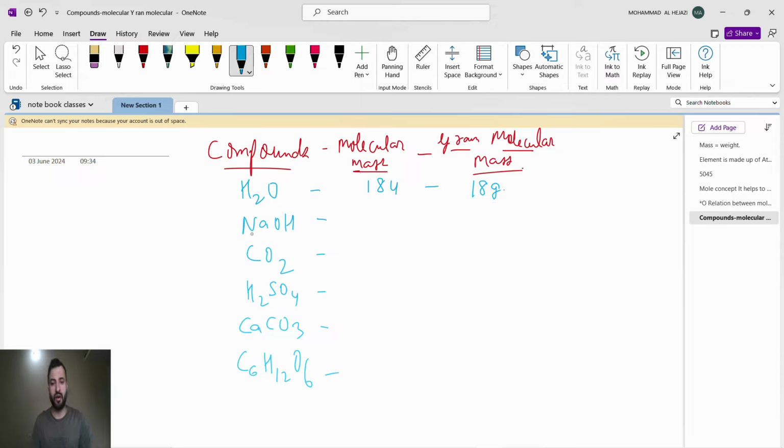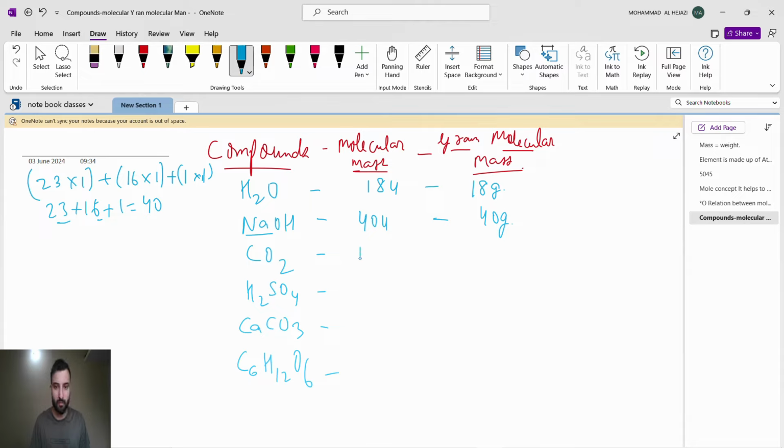NaOH, you have to find. See, sodium: how much is it? 23. And how much sodium is there? 1. So 23 into 1. Now plus oxygen. How much is oxygen? 16 atomic mass, into how much oxygen? 1. Plus hydrogen atomic mass is 1, and how much hydrogen? 1. So 23 into 1, 16 into 1, 1 into 1. So 23 plus 16 is 39, plus 1 is 40. So molecular mass means 40 U. Gram molecular mass means 40 gram.